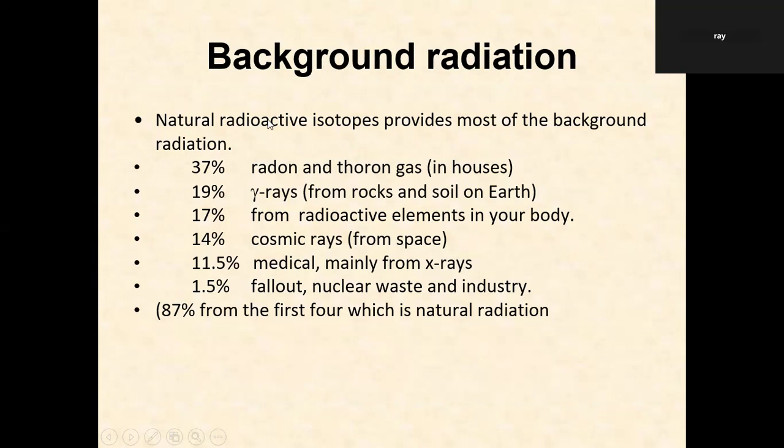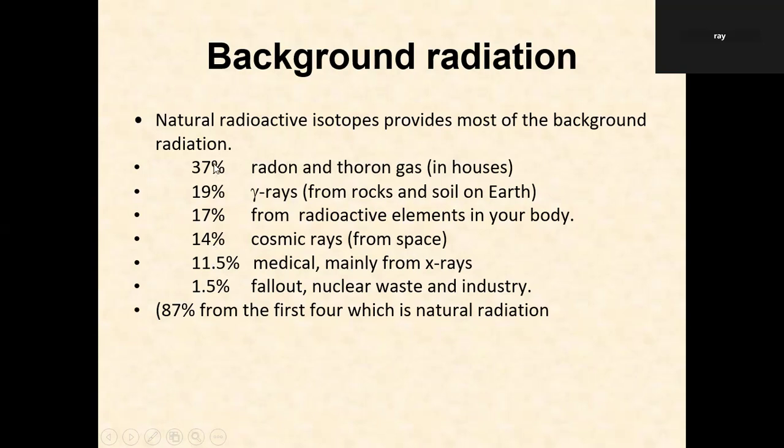Background radiation: natural radioactive isotopes provide most of the background radiation. 37% from radon and thoron gases in houses, 19% gamma rays from rocks and soil on Earth, 17% from radioactive elements in the body. Just memorize two or three. The others are 14% from cosmic rays, medical, mainly X-ray, 11.5%, and fallout from nuclear waste, industry and nuclear testing, 1.5%.